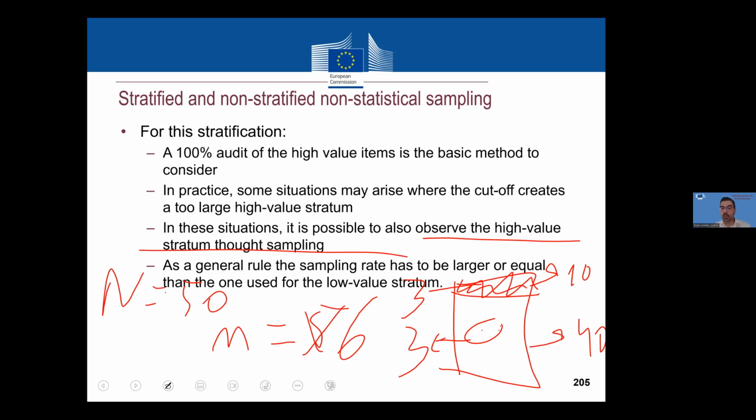Example, in my example, if I put 3 items in each group, I am observing 30% of the high-value items, but a much lower percentage of the low-value items, which is okay and recommended. Try to increase the coverage of the high-value items, but do not think that it is mandatory to observe them all.